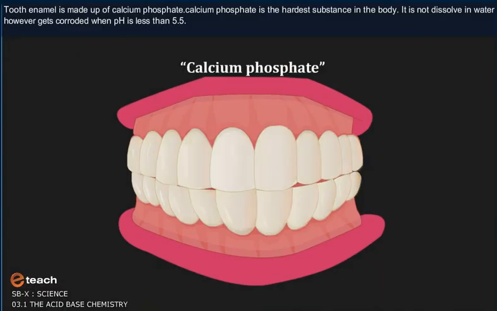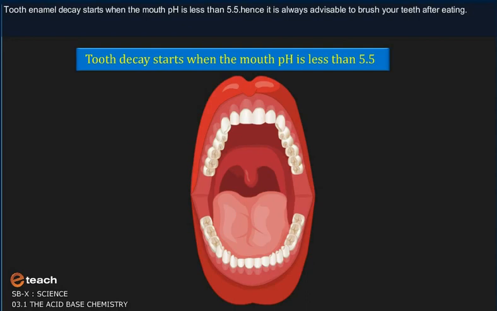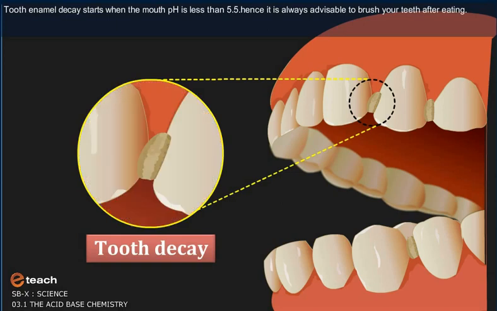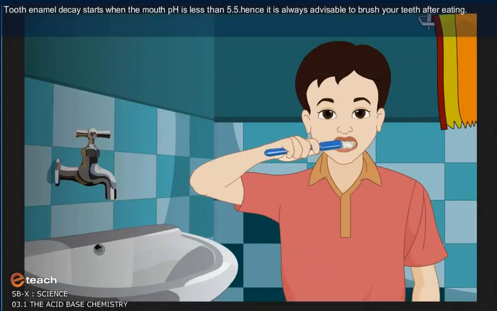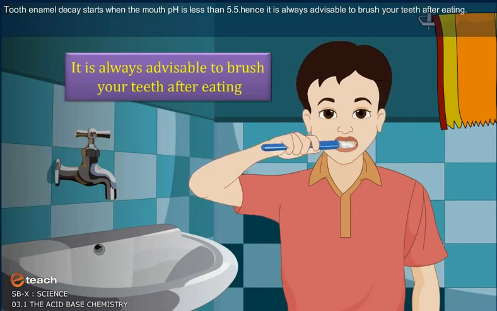Tooth enamel is made up of calcium phosphate. Calcium phosphate is the hardest substance in the body. It does not dissolve in water. However, it gets corroded when pH is less than 5.5. Tooth enamel decay starts when the mouth pH is less than 5.5. Hence, it is always advisable to brush your teeth after eating.